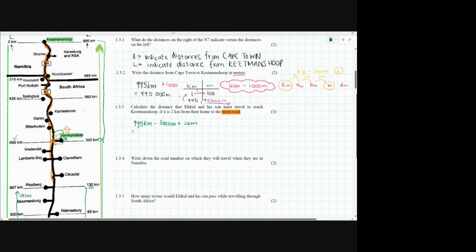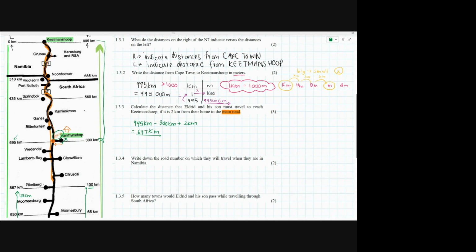995 minus 300 is 695, plus 2 is 697. Can I not do math? It's entirely possible today. No, I can do math. I don't know why I'm panicking. 697 kilometers.